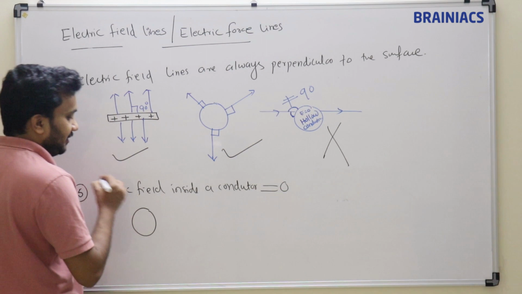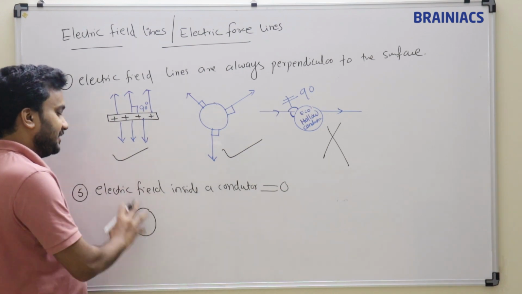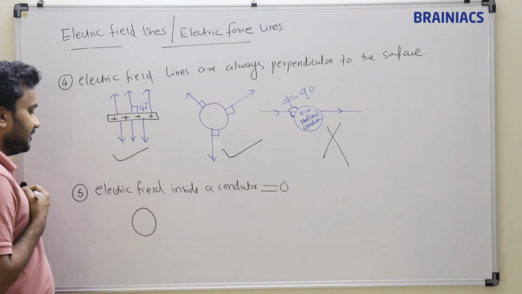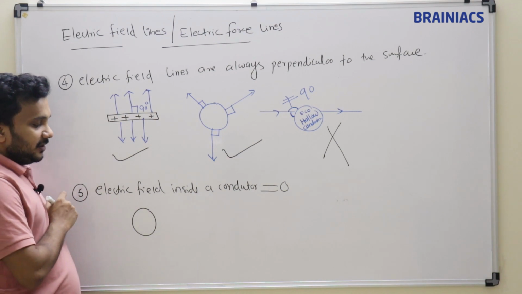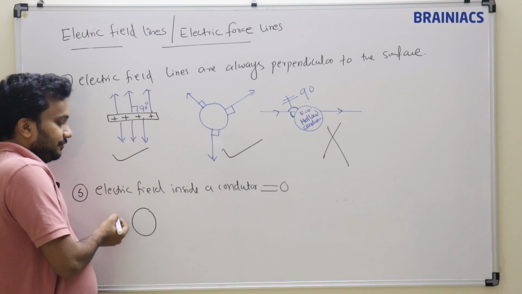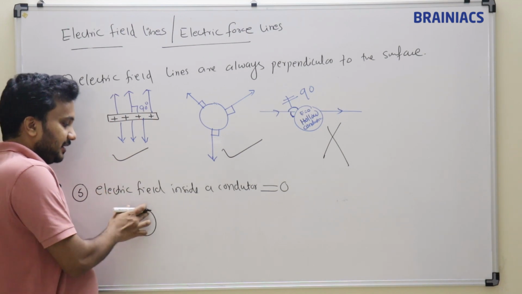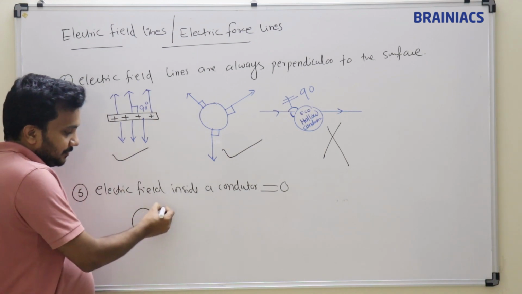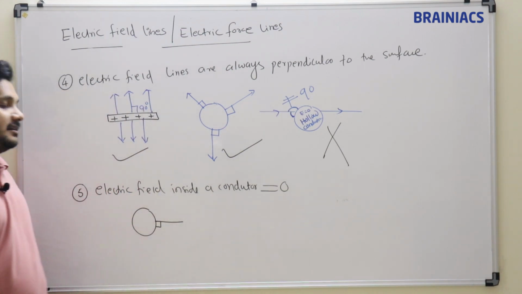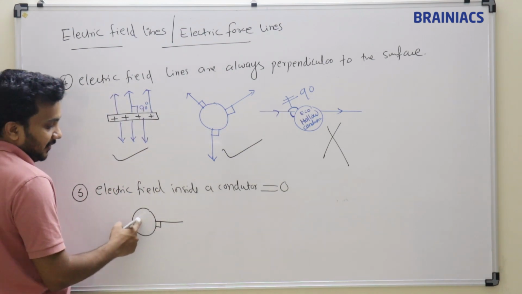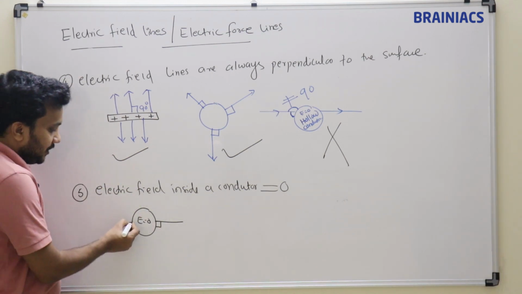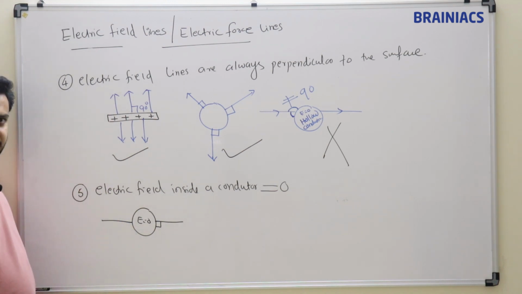Suppose I have a conductor like this, a cylindrical type conductor. Then if I ask you to draw the electric field lines, how can you draw? We know two conditions: electric field lines are always perpendicular to the conductor. So if we have positive and negative plates here, and I am drawing one electric field line from here, it should be 90 degrees to the surface. It's exactly 90 degrees, and there are no electric field lines inside the conductor. So inside the conductor, the electric field will be equal to 0. Here I can draw one electric field line like this.